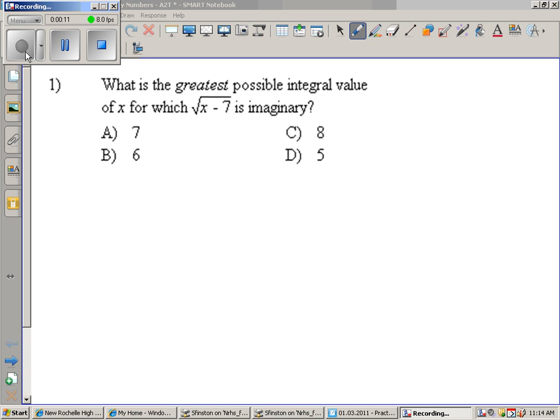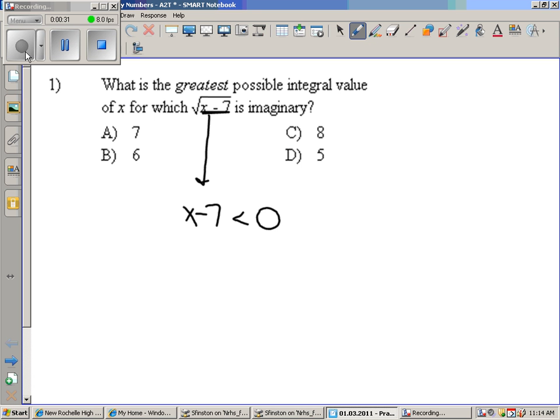What's the greatest possible integral value of x for which the square root of x minus 7 is imaginary? What does it mean to be imaginary? Go. Yeah, for it to be a negative square root. So basically, for stuff to be imaginary, the stuff underneath the square root has got to be less than 0. Can we solve that?